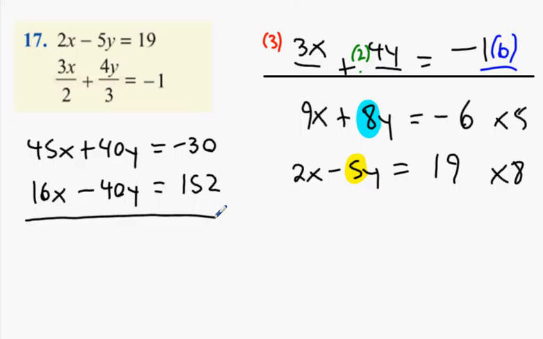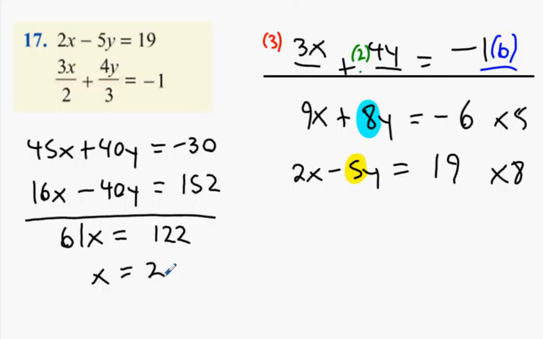Take away the y. Add downwards, yeah? 45x plus 16x, plus 40 minus 40, minus 30 plus 152, and then x equals 2. Do you get full marks?